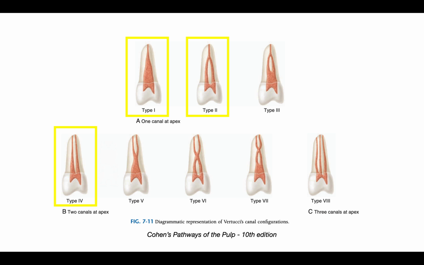You have Vertucci type 1, single canal with a single exit point. Vertucci type 2, 2 canals with a single exit point, so a 2-1 configuration. And then Vertucci type 4, 2 canals with their own exit point, their own apex. And like I said, this is the majority of the cases that you'll see out there. And luckily for us, they're also the easiest to treat configurations of all the different types. I want you to be mindful of different configurations, and we're going to go over each one.